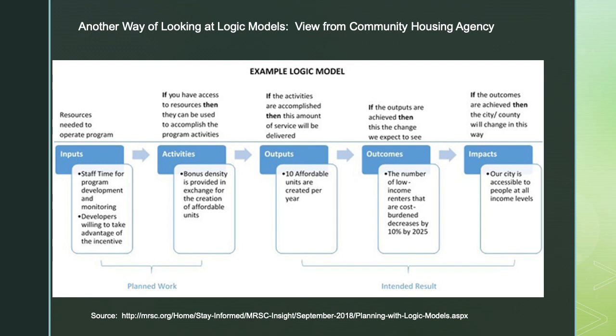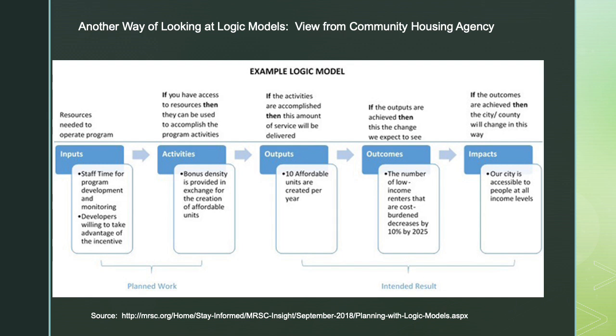But what I can see is that they're going to do something that they think is going to help translate their inputs, their relationship with developers, their staff time, as they're trying to create these outputs. And what they're working toward are 10 affordable housing units per year. So the idea is that in this logic model, the output question is answered by saying, if these activities are accomplished, then this amount of service will be delivered.